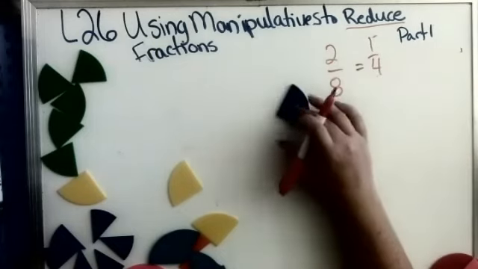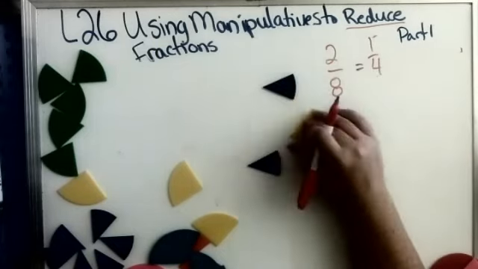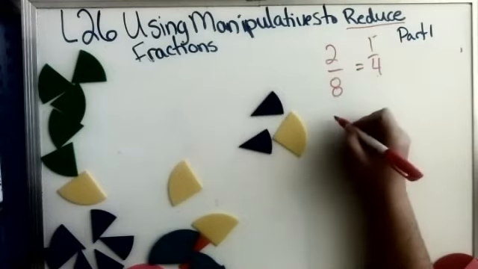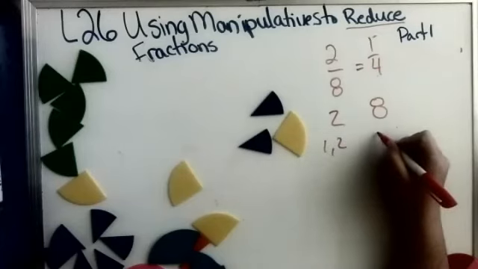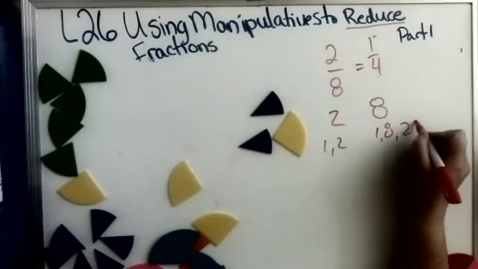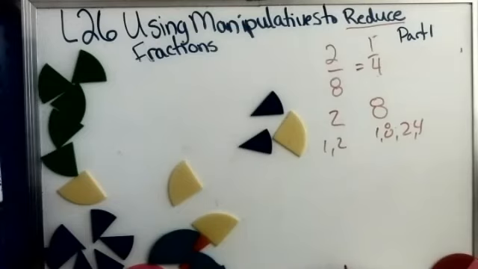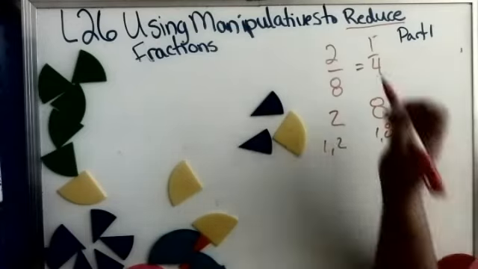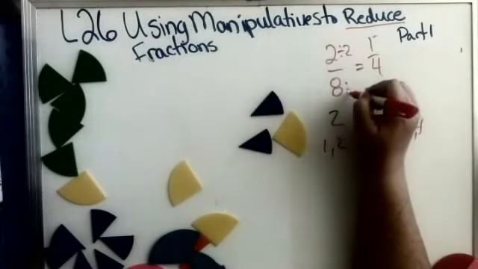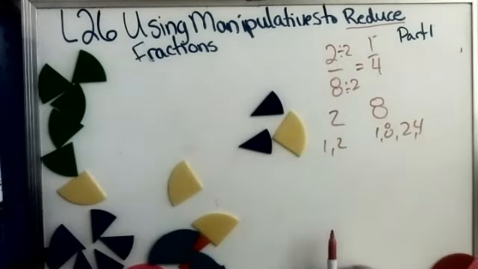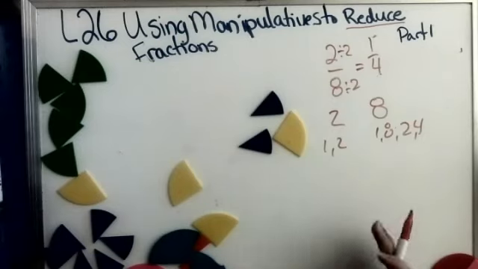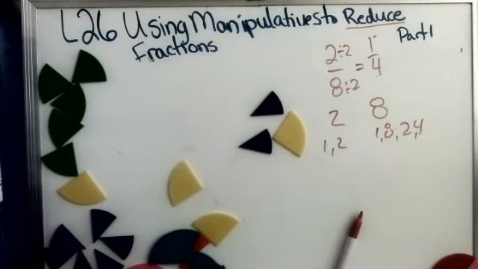Now, if you had chosen not to use manipulatives and had chosen to do division, you would have found the greatest common factor and realized it was 2. So you would have divided both of these by 2 and gotten 1 and 4. That is using manipulatives to reduce fractions, part 1. We've reduced fractions to our lowest terms. This was lesson 26 for course 1.